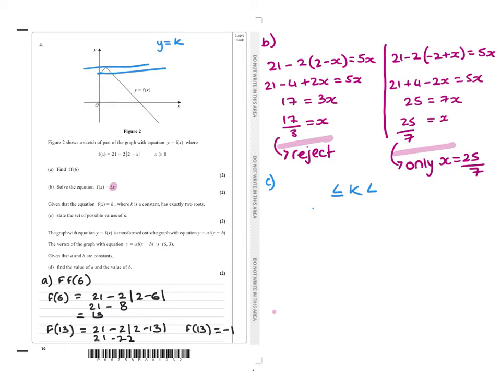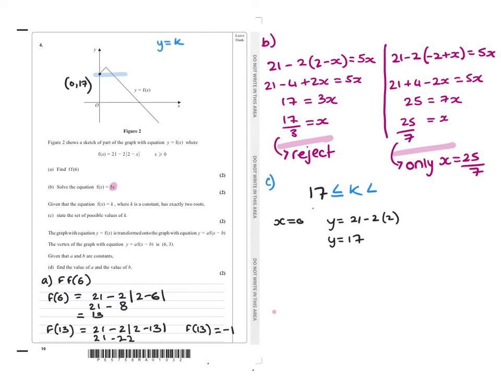So let's delete this picture so that we can see what's going on. Okay, so then we know that this line is when x equals 0. Why? Because this is where we cross the axes. So when x equals 0, I have y equals 21 minus 2 lots of 2. So y equals 17. Okay, so I know that 17 is this coordinate here.